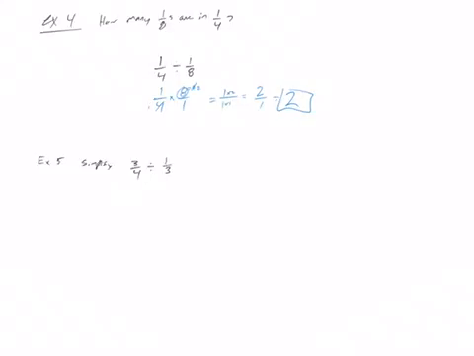The last one here is example 5. Simplify 3 fourths divided by 1/3. So I just want to say 3 fourths times 3 over 1 gives me 3 times 3 over 4 times 1, 9 over 4. That would also be 2 and 1/4, if I stick with the improper fraction.